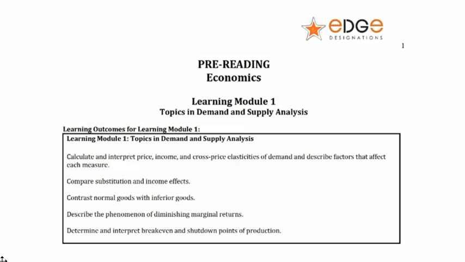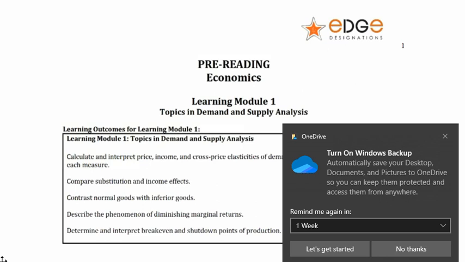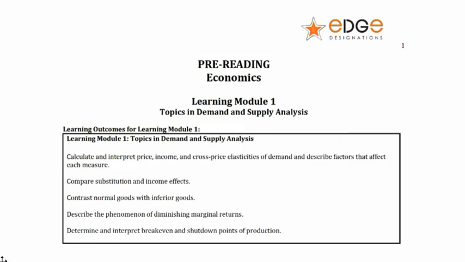Edge designations, CFA Level 1, pre-reading, economics, learning module 1, topics in demand and supply analysis. All in all, in the pre-readings related to economics, we've got 7 learning modules. This is the first one of 7 where we do topics in demand and supply analysis.